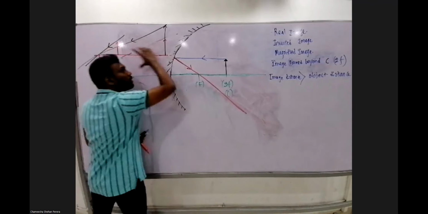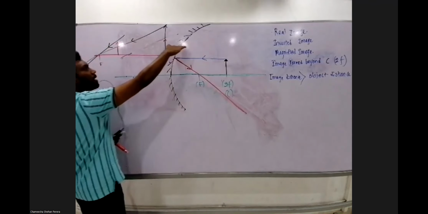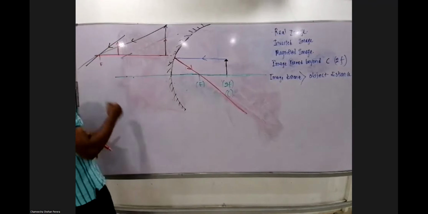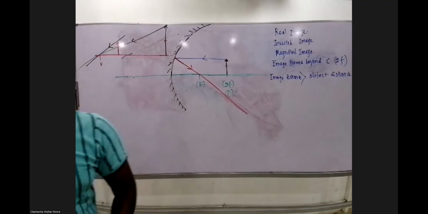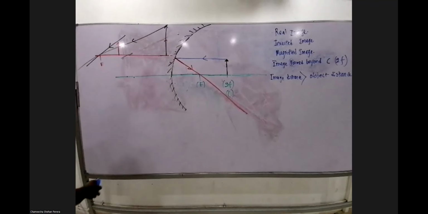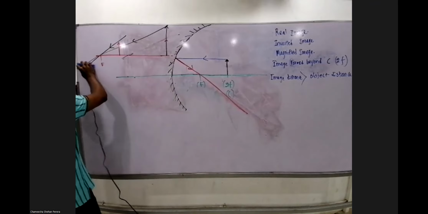As the object moves further and further away, the light ray at an angle won't go through the focal point. Can you understand that point? Shanuki, did you understand what I explained? Yes, sir.